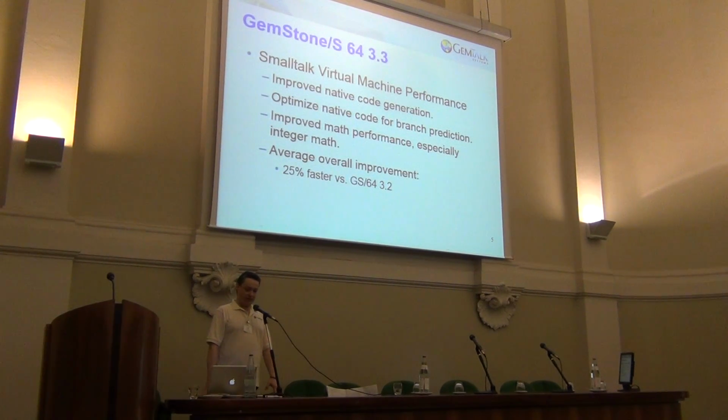The first thing we did is we're constantly trying to get faster Smalltalk VM performance, and we spent quite a bit of time on this. The main things we did is optimize the native code generator for branch prediction, mostly on the Intel 64 platform. Where you'll see this is mostly faster integer math, small integer calculations and things like that are faster. About 25% overall. Of course, your mileage will vary.